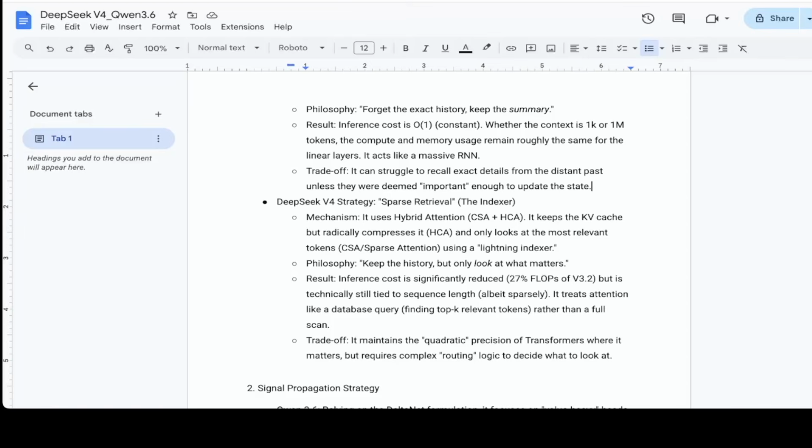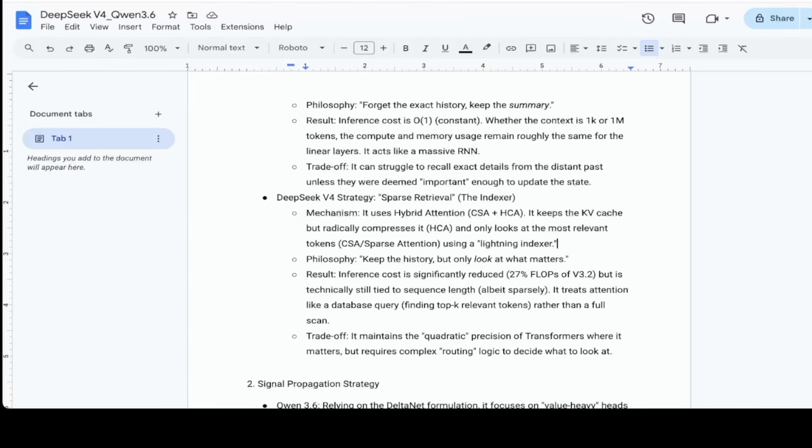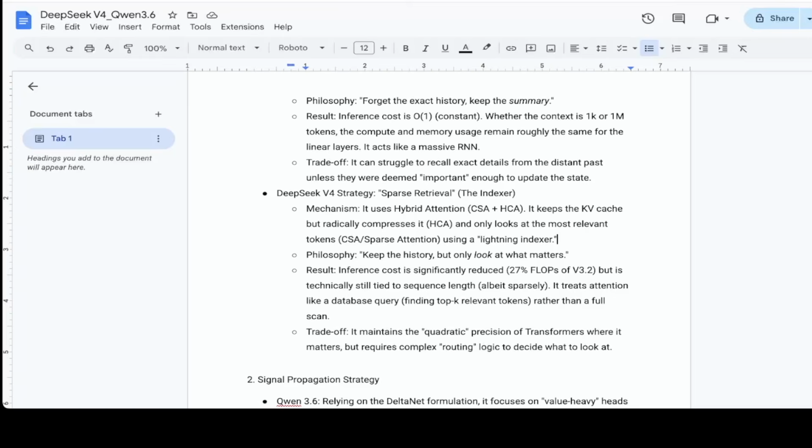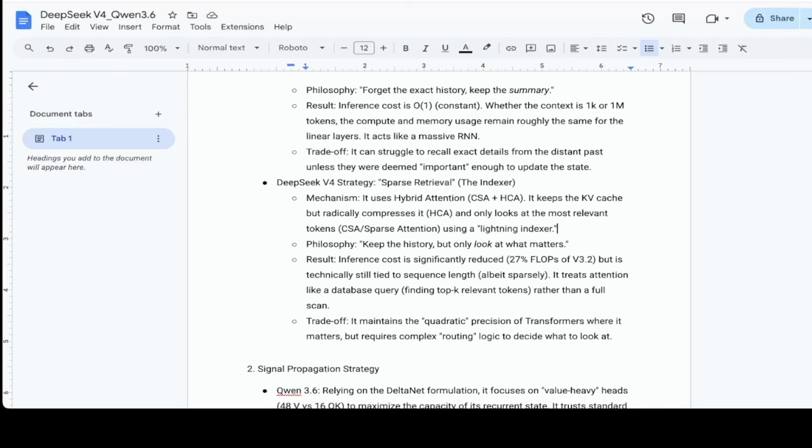So they keep all the information. They use hybrid attention, and also keep the KV cache, but radically compress it and only look at the most relevant tokens using a lightning indexer. So they keep all the information that basically covers the entire context, but only retrieve it differently. Which means that it keeps the entire history, but only looks at what matters. So the information is all there, but it retrieves it like a librarian.